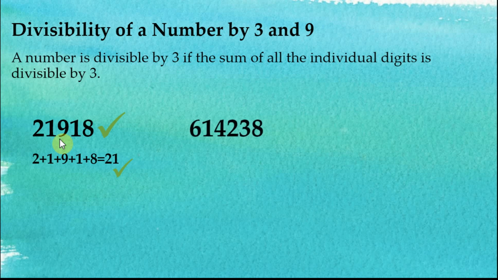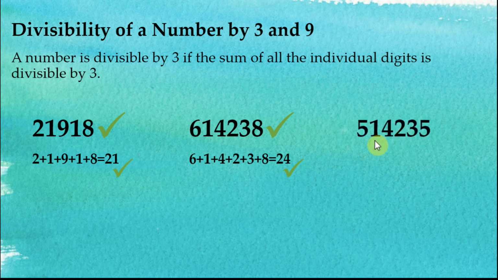Let's see another example. Can we tell, is this number divisible by 3? Let's find out. The sum of all the individual digits is equal to 24. And 24 is divisible by 3, and therefore this number is divisible by 3. And one more example, 514,235. The sum of the individual digits is equal to 20. However, 20 is indivisible by 3, and therefore this number is indivisible by 3.